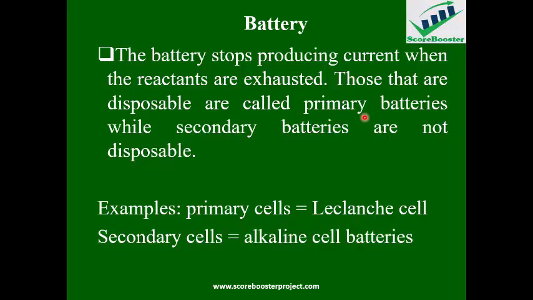Another one is the secondary cell, that is the alkaline cell battery. Those are more sophisticated. When they are used up, we charge them later. Examples are the battery of our phones, the battery of our rechargeable lantern, and other things. They are all dry cells. So if they are exhausted, we power them by recharging them.